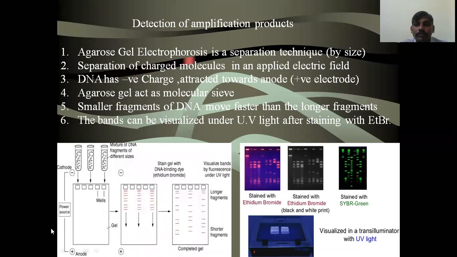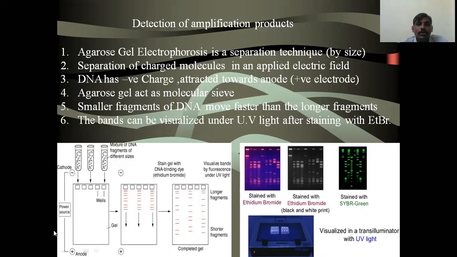After completion of the PCR steps, how do we detect the amplification products? Normally, one of the techniques we use to detect the final PCR products is agarose gel electrophoresis. It is a separation technique.